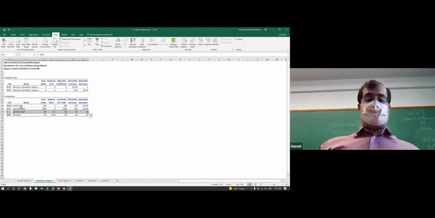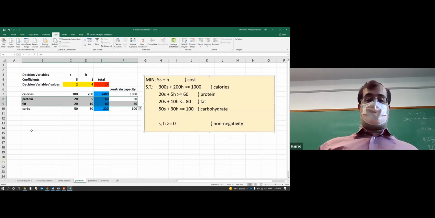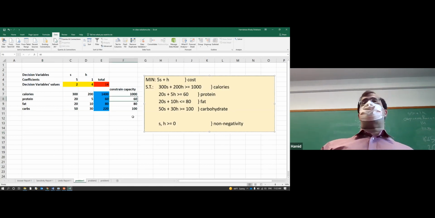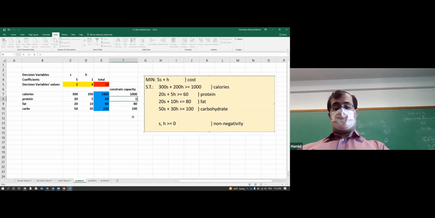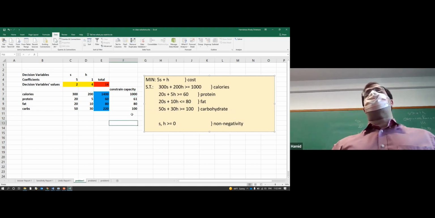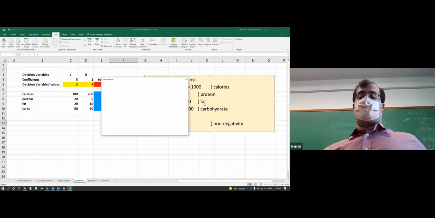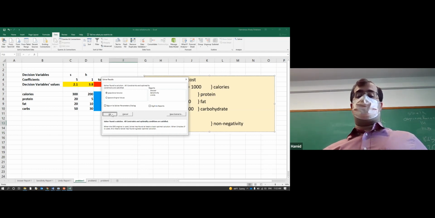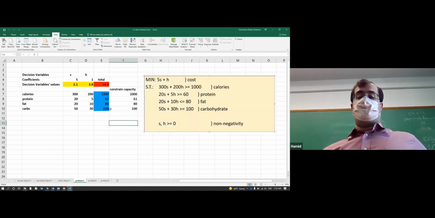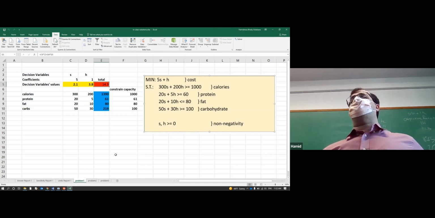So again, for protein, the shadow price is 0.3. Instead of 60, I make it 61. Let's solve it again and see what happens. Solve. I don't need reports, press OK. Look, it changed by 0.3. Now it's 14.3.